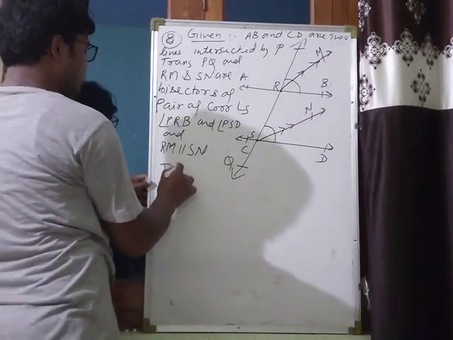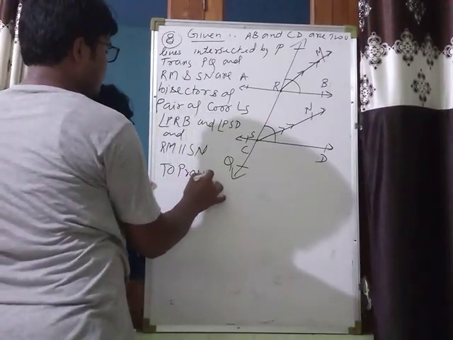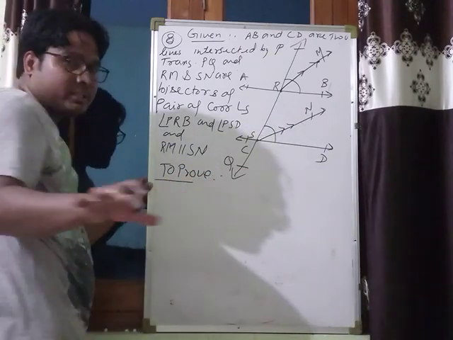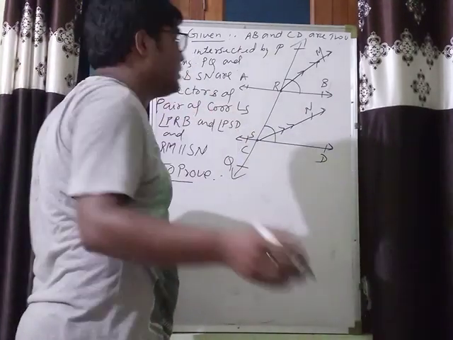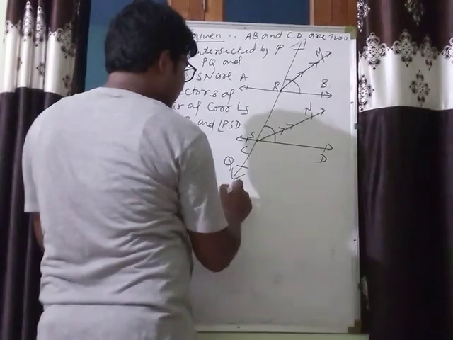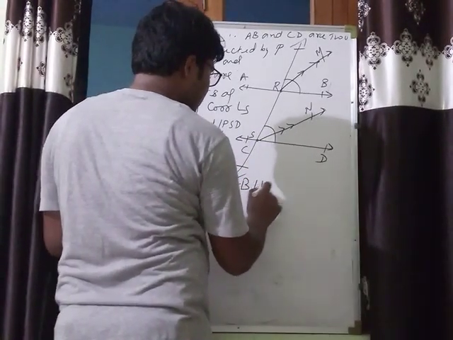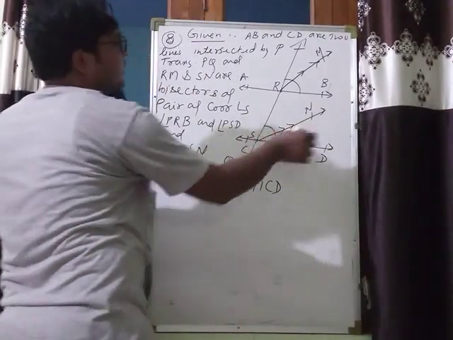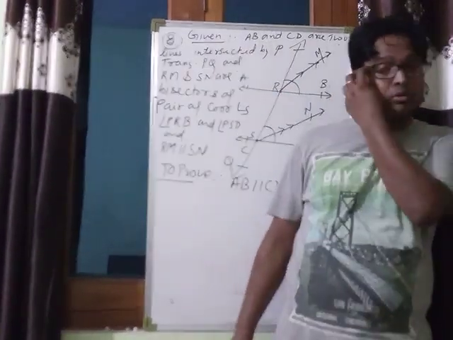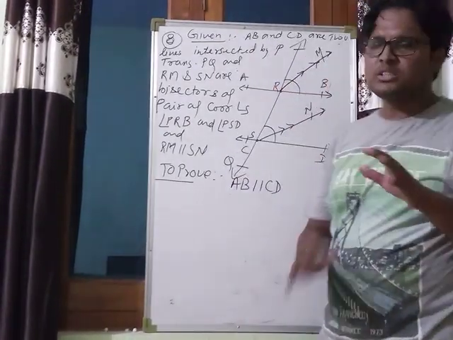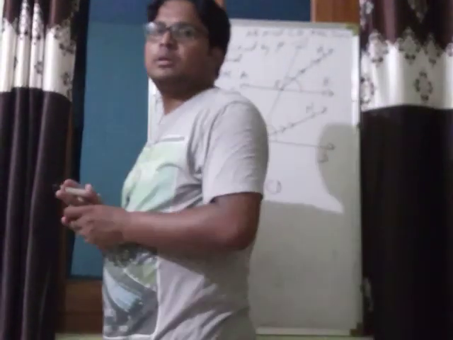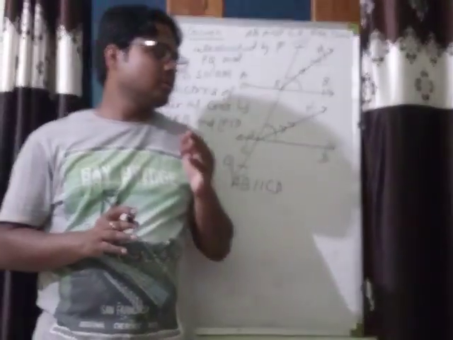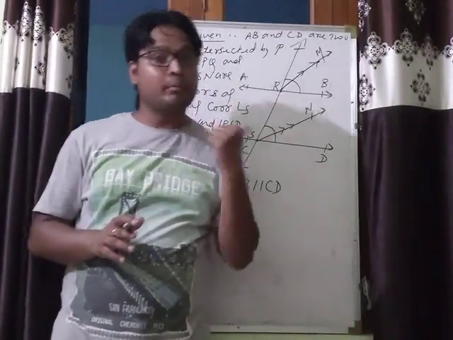Then to prove, read the question. Prove that the lines are parallel. Means AB and CD are parallel. AB is parallel to CD. We have to prove that AB is parallel to CD. We want to prove this. Okay? That's a very easy question. In class 7th, I think you had proved this.